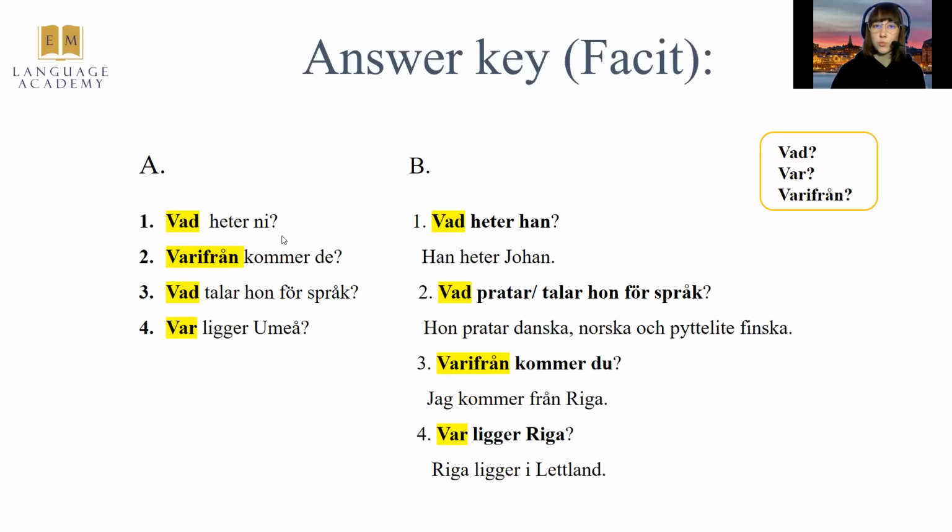Here we have a couple of new pronouns also, right? For example, ni, which means you. We are referring to a group of people, not one person, right? What are your names? To be more specific, to be more precise. Then, varifrån kommer de? Where do they come from? Right? They is a pronoun for they, right? We are referring to a group of people, again, either females or males.